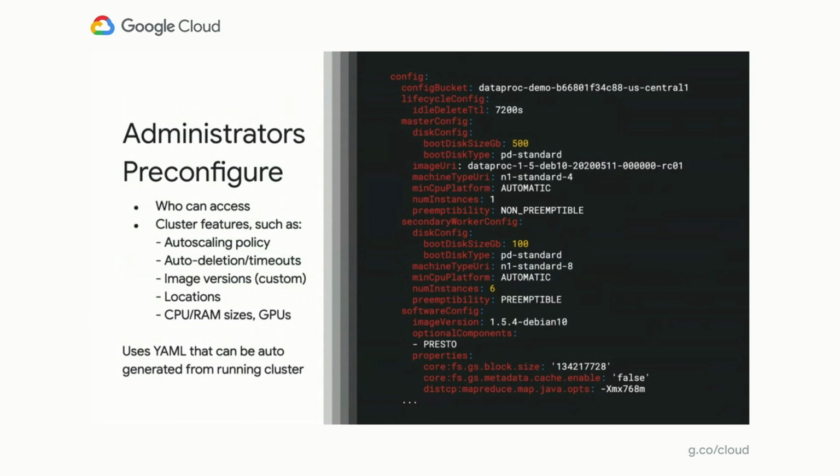In this example, we have a YAML-based cluster configuration that specifies an idle configuration. So in this case, the cluster would be deleted if it was idle for more than 7,200 seconds. An IT administrator can use this configuration as a template for clusters that are then used for Dataproc Hub notebooks. So if a cluster is idle, it automatically gets deleted. And this showcases how we're trying to bring both data scientists and IT administrators together with Dataproc Hub.